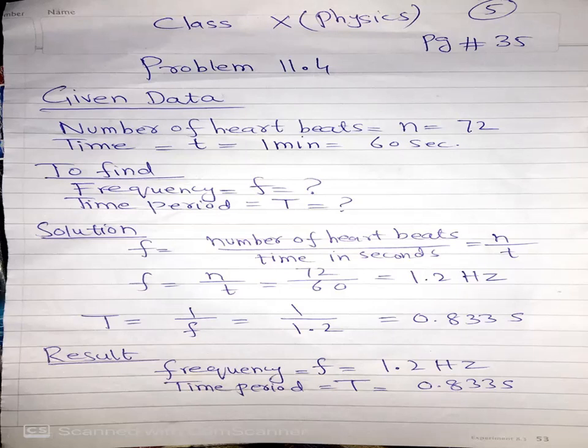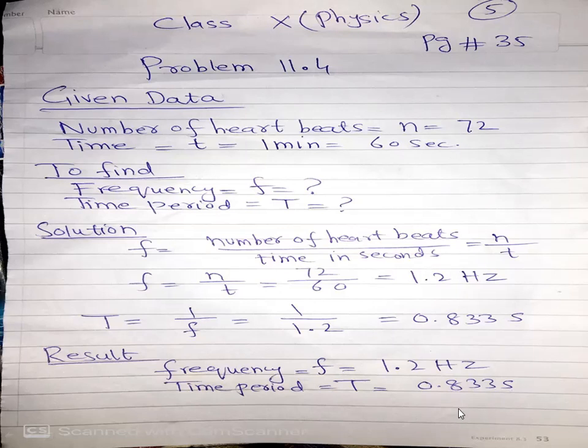So I am just putting the value of frequency which we just found. Frequency I found is 1.2. So 1 divided by 1.2, you will get 0.833 second. The unit of time period is second. So our required result is frequency f is equal to 1.2 hertz and time period is 0.833 seconds.